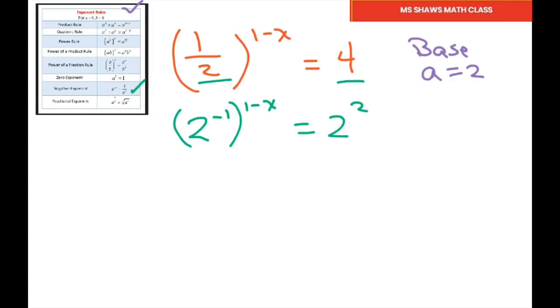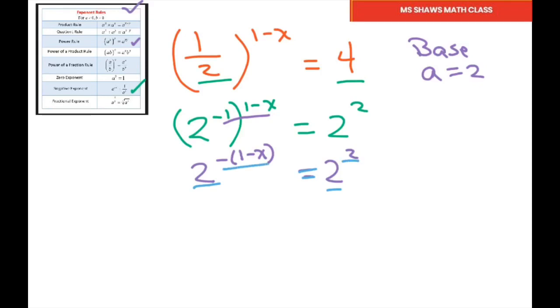Now, the next thing I'm going to do is use my power rule and multiply those. So that's going to be 2 times negative 1 times the quantity 1 minus x equals 2 squared. We have our bases equaling each other, so that's good. So now we just have to deal with the exponents.